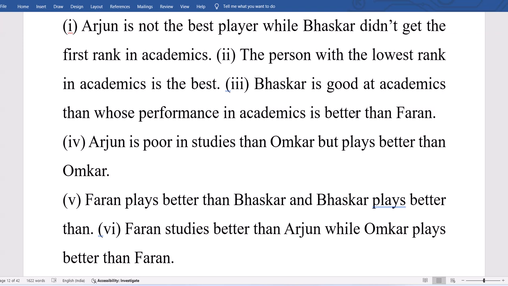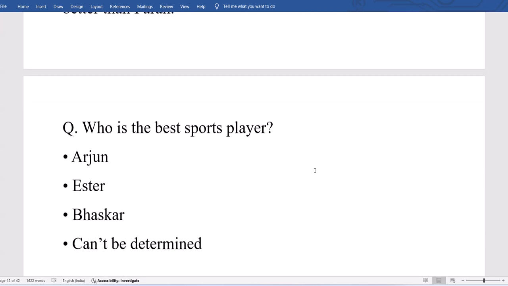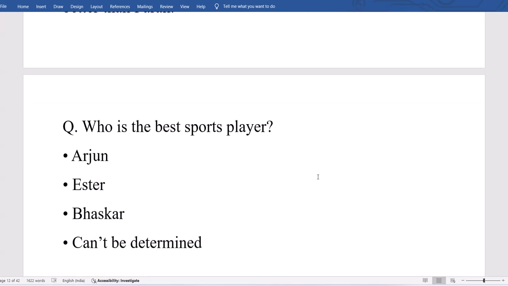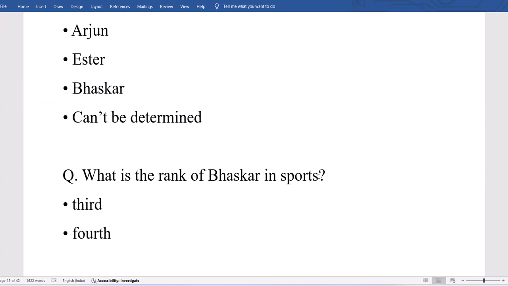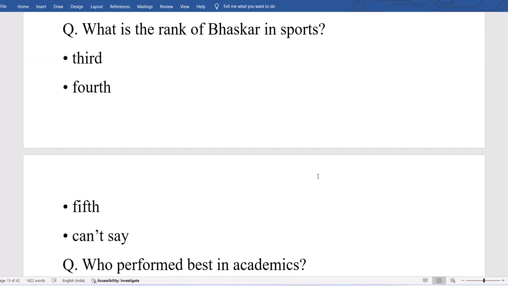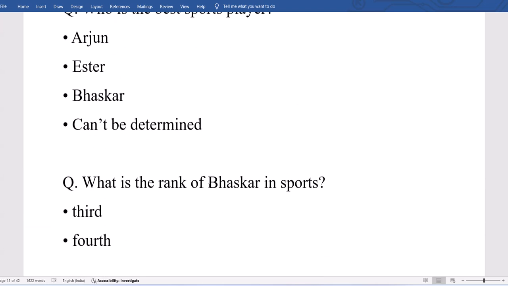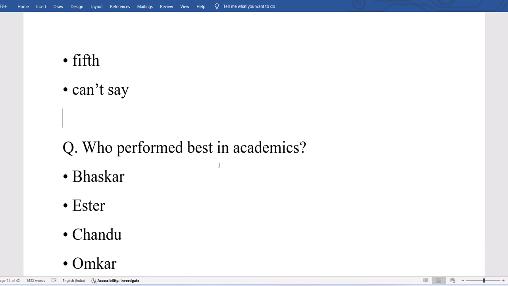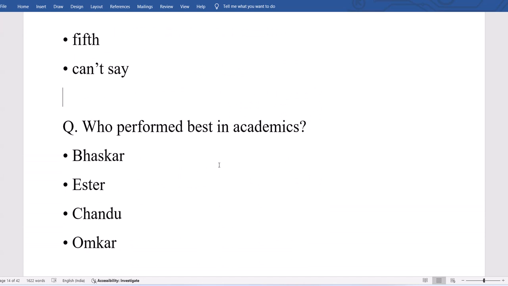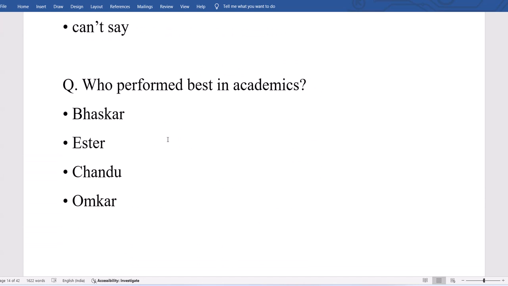You create a table with all this data. Then the type of questions they are asking: who is the best sports player? What is the rank of Bhaskar in sports? Third, fourth, fifth, can't say. For everything, can't say, cannot be determined. And who performed best in academics? There is no option cannot be determined.